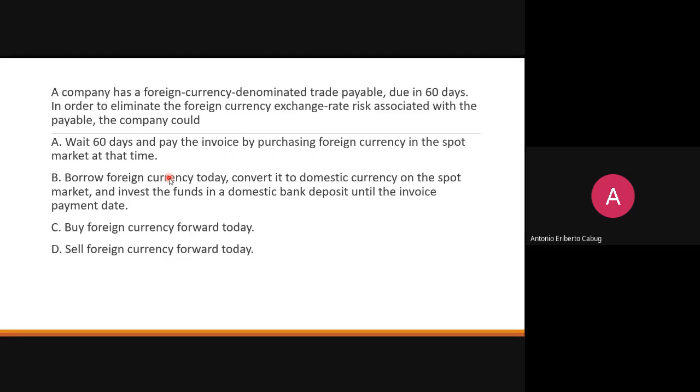Next. A company has a foreign currency denominated trade payable due in 60 days. In order to eliminate the foreign currency exchange rate risk associated with the payable, the company could, okay, A, B, C, or D, go.